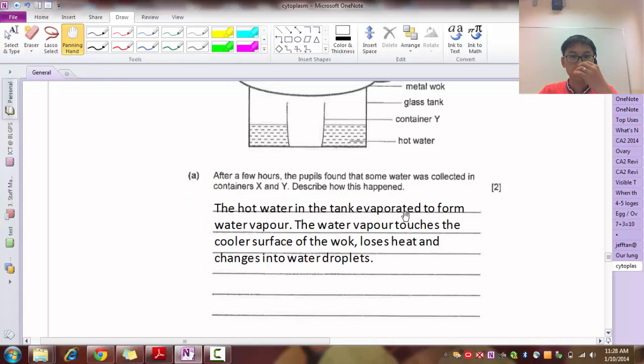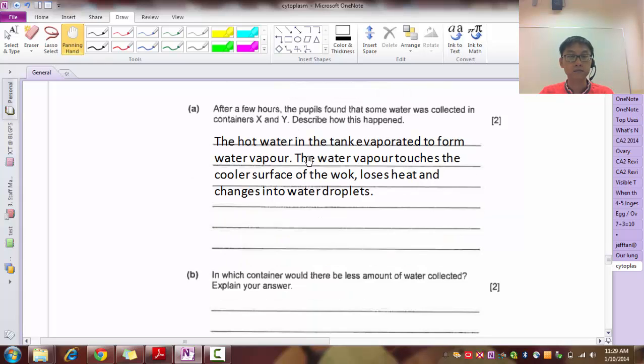So the hot water in the tank evaporated to form water vapor, so that's half a mark. Water vapor touches the cooler surface of the wok, another half mark. Loses heat, another half mark, and changes to water droplets. I mean, if you want to continue to say that it drips into the cup, yeah, that's fine. But the key here is evaporation, touches cooler surface, loses heat, and then condensation. Okay, so always remember that.